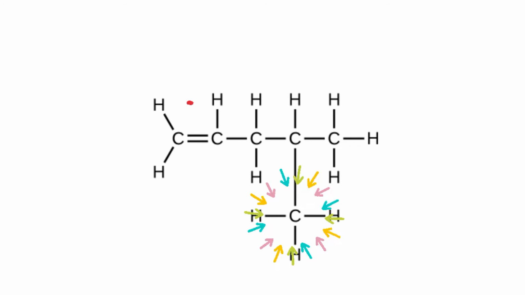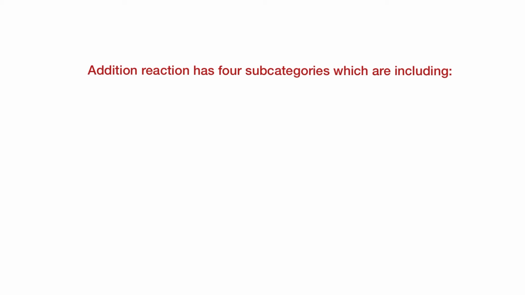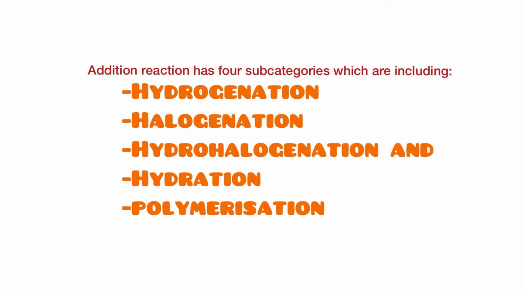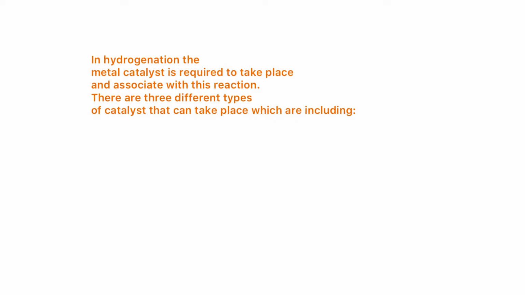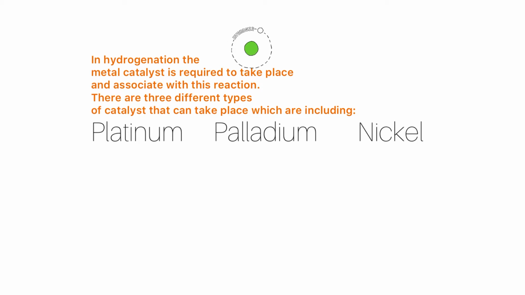Addition reaction has 4 subcategories, which include hydrogenation, halogenation, hydrohalogenation and hydration. In hydrogenation, hydrogen gas is added to the unsaturated hydrocarbon in the main chain. It can be a double or triple bond. Note that in this case heat is not required, but a metal catalyst is required to take place and associate with this reaction. There are 3 different types of catalysts that can be used, which are platinum, palladium, and nickel.